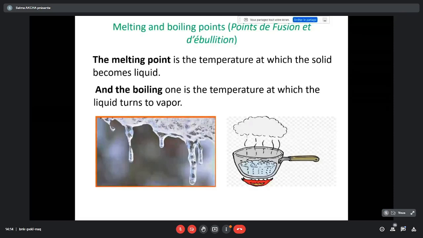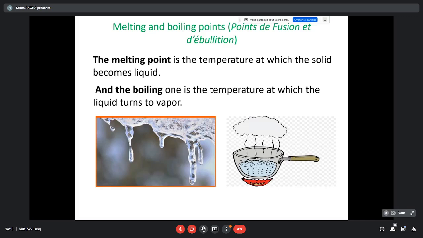Okay? The melting point is the temperature at which the solid becomes liquid. Le solide devient liquide, ça veut dire qu'il fuse, il fait une fusion. We say that the solid melts. The solid melts at the melting point. Okay? The solid becomes liquid.